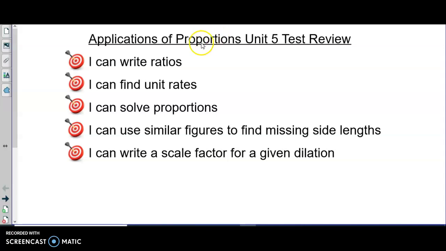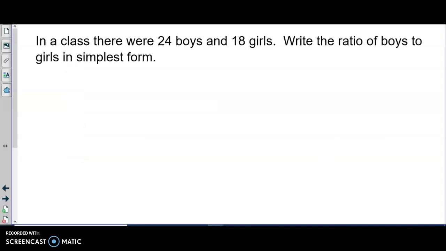So today we are going over the applications of proportions Unit 5 test review. These are the things that you need to be able to do before you take your test. You need to be able to write ratios, find unit rates, solve problems with proportions, use similar figures to find missing side lengths, and write a scale factor for a given dilation. So let's go ahead and jump right into the review.